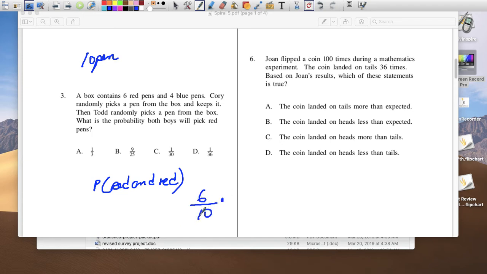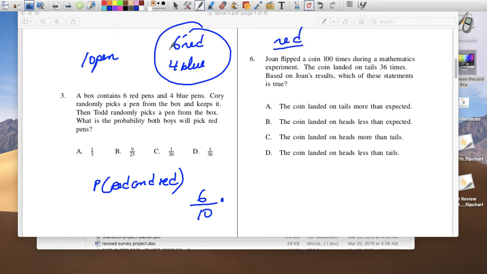I'm going to multiply that. And then let me write this 6, and then there's 4 blue. So Corey goes inside here, picks a red pen, puts it on the side, goes back. Once he goes back, there is no more 6. There are 5 red pens. So now it's Todd's turn. He goes into the box and he randomly selects one, and hopefully he picks a red. So the probability of him selecting a red now, it's 5 because 1 was taken, so 5. And our total changed, there's not 10 anymore, but there are 9 pens now.